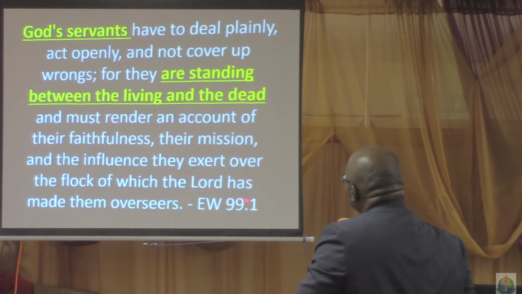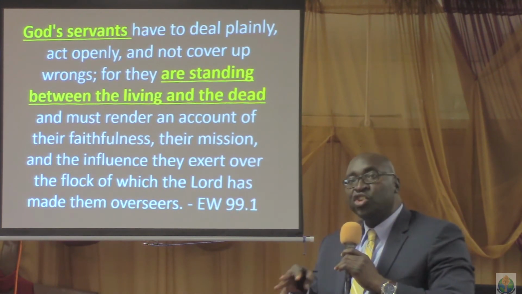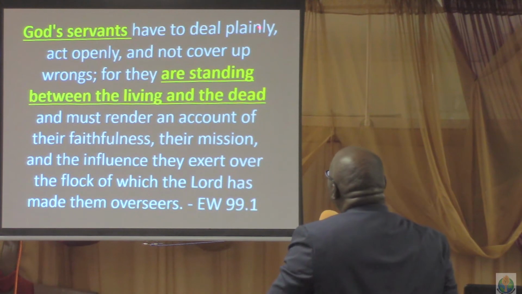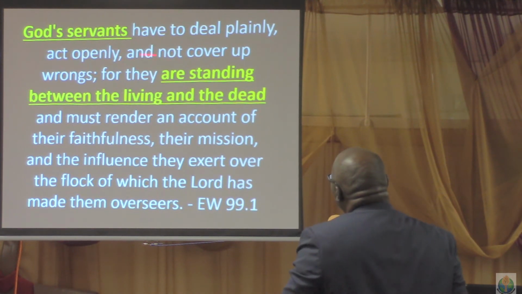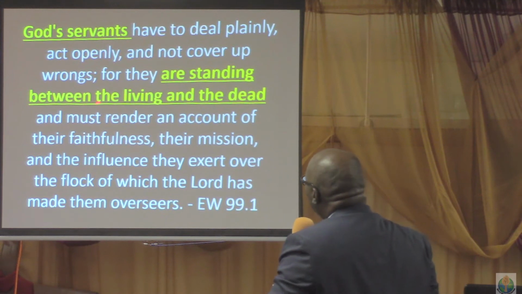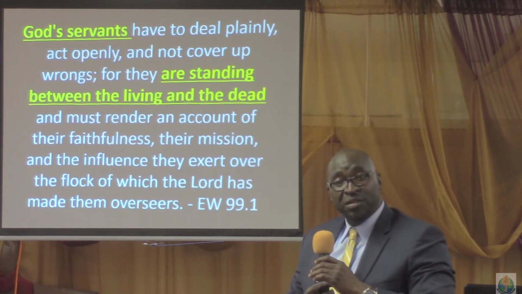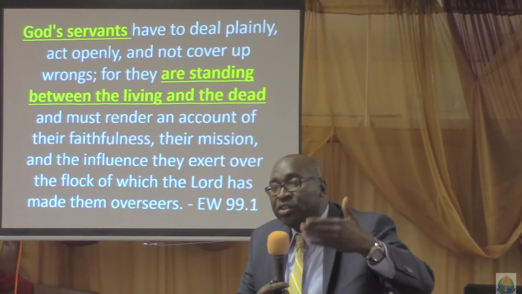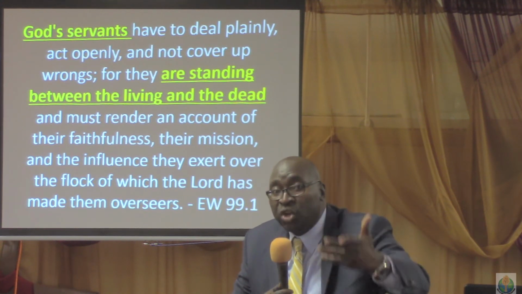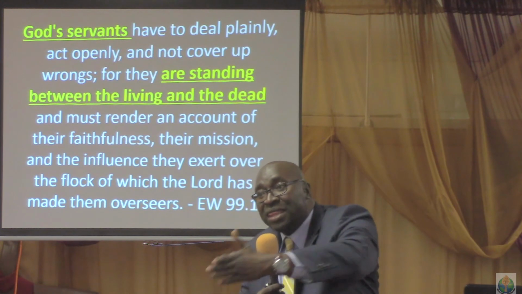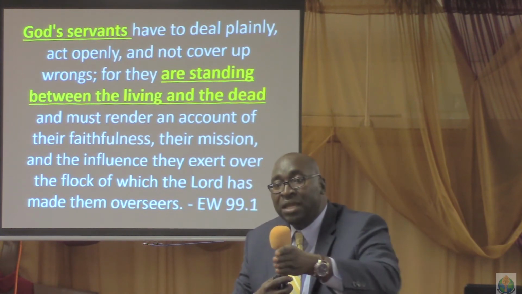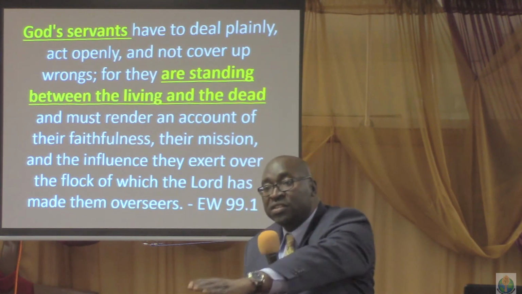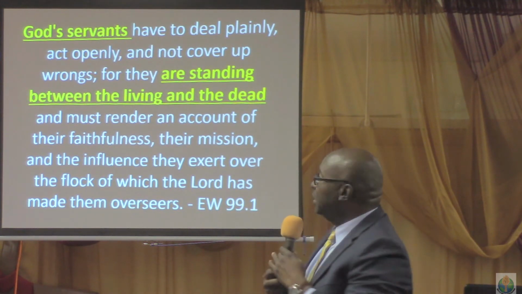Hear what early writing says regarding this ship of Zion, God's servants on the ship. "God's servants have to deal plainly, act openly, and not cover up wrongs, for they are standing between the living and the dead." So between two seas meet, in spiritual understanding, sea represents what? Nations, peoples, multitudes, and tongues. So we see that this Advent movement is a work of intercession where two seas meet. Which two seas? The living and the dead. Oh, the living and the dead, I'm going to explain that soon.